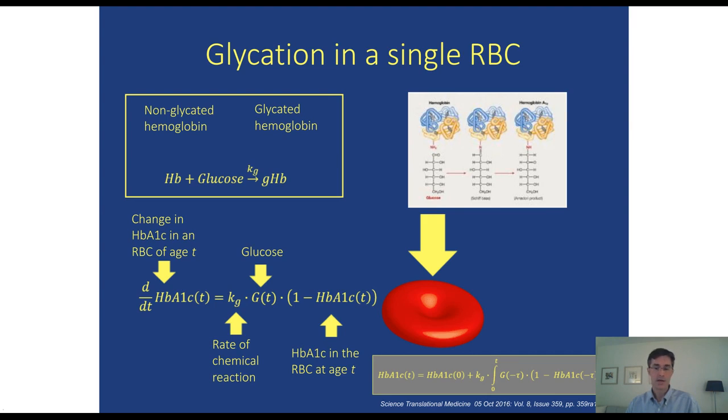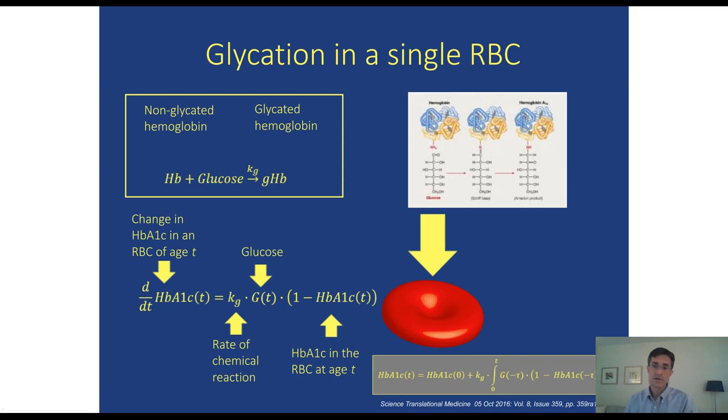And the equation in the bottom right tells us how to estimate the hemoglobin A1c fraction in a red cell that's T days old. In order to estimate it, we need to know what glucose concentration that red cell has seen over its lifespan. With the advent of continuous glucose monitors, it's possible to get this glucose data and to make this prediction with high accuracy.